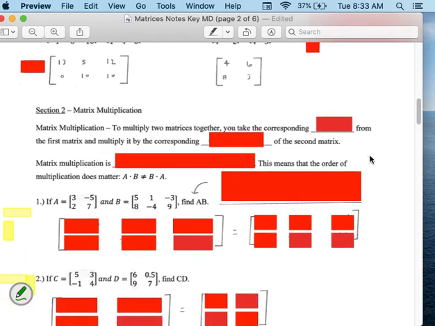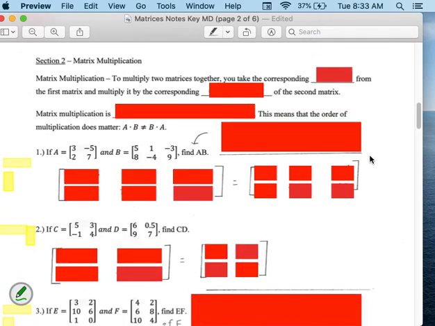Let's talk about matrix multiplication. Get your thinking caps on here. It's almost like a puzzle of how this goes together. Matrix multiplication is to multiply two matrices together. You're going to take the corresponding rows from the first matrix and multiply them times the corresponding columns of the second matrix. And we're going to add those results together as we go.